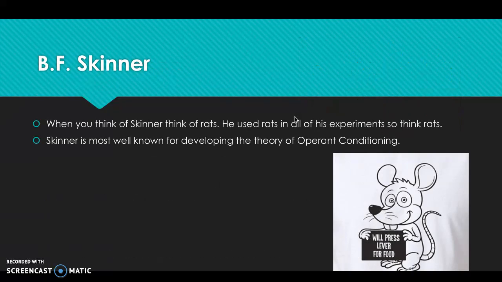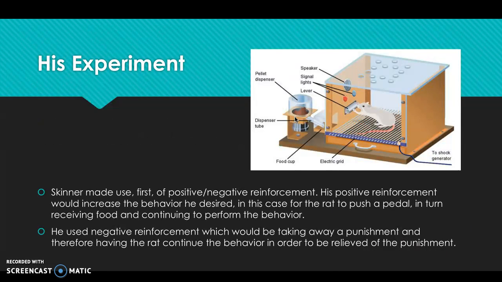And then you move to B.F. Skinner, who was with the rats. Always think of the rats. Skinner is most well known for developing the theory of operant conditioning, which again we've talked about before. So his experiment was a little bit different. Skinner made use first of positive and negative reinforcement.